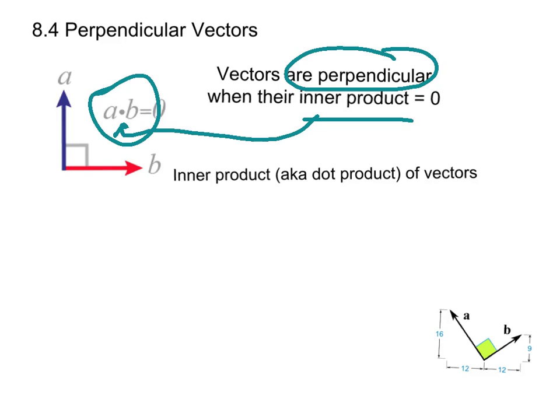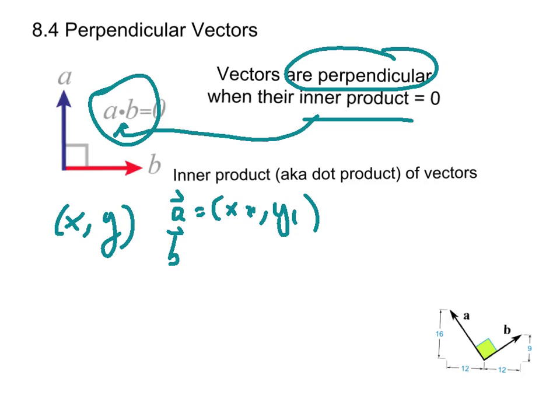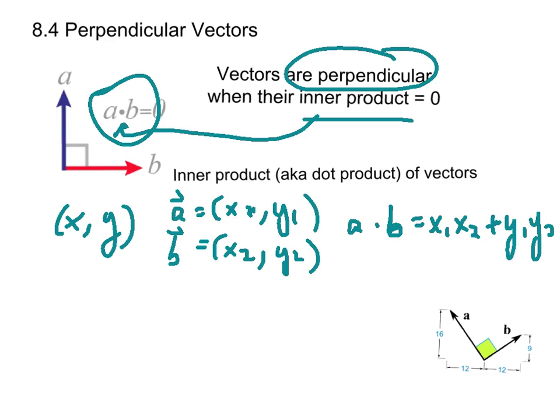All right, let's do an example. How do we figure that out? In the xy plane, if we just have a two-dimensional vector, given vector A, x1, y1, and vector B, call that x2, y2, then the dot product or the inner product of A and B equals this. You multiply the x values and you multiply the y values. Pretty straightforward.